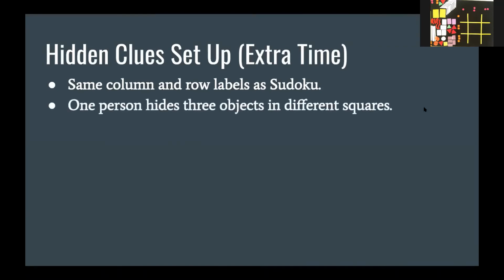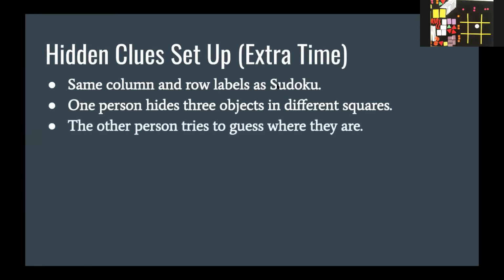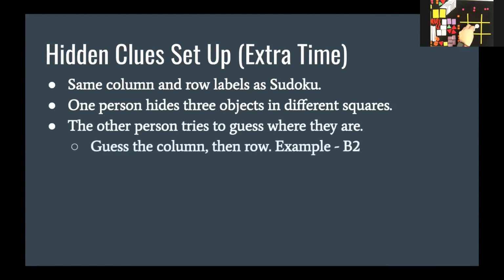And the way that hidden objects or Battleship works is one person will hide 3 objects in different squares, and the other person will try to find them by guessing where they are. First, you will guess the column and then the row, like saying B2 for that center square. Now, Miss Kimmy was using different objects for hers.